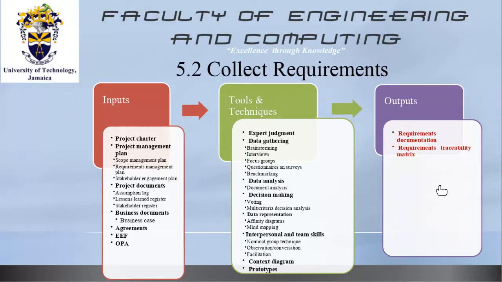And of course, the output of the collect requirements process will be the requirements documentation, not the requirements document, documentation, which in itself is a process, not a physical output. The physical output is going to be the requirements traceability matrix. That is a document. So please do not confuse both. Okay? So when we talk about requirements documentation, it's actually the process of documenting the requirements. So that is perceived to be an output. And secondly, your requirements traceability matrix. But don't get flustered by that.